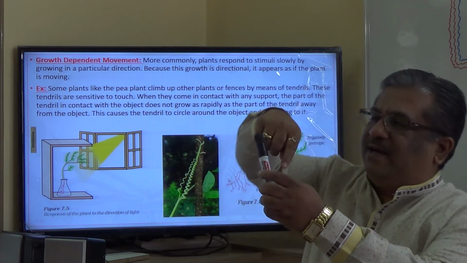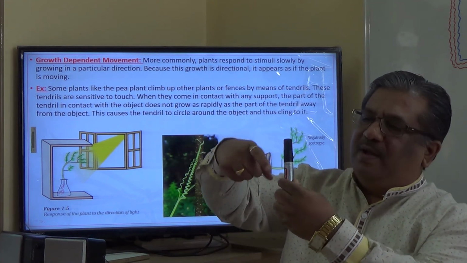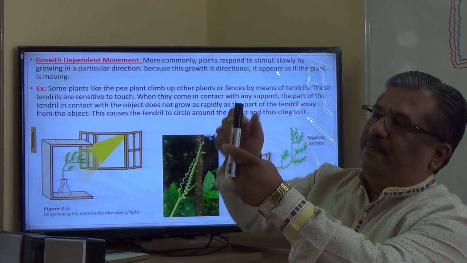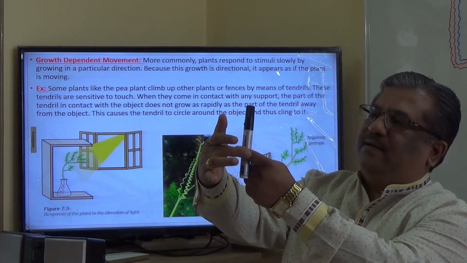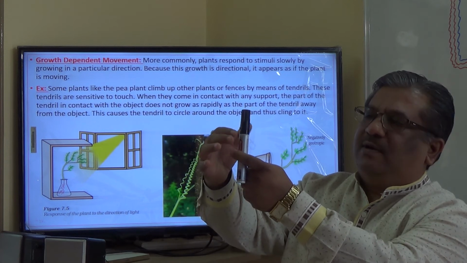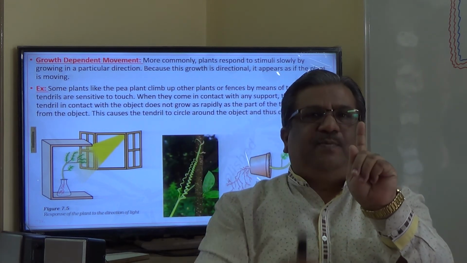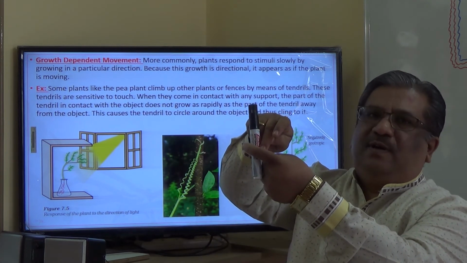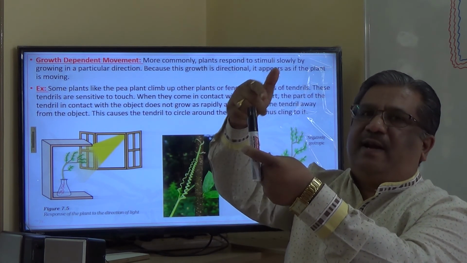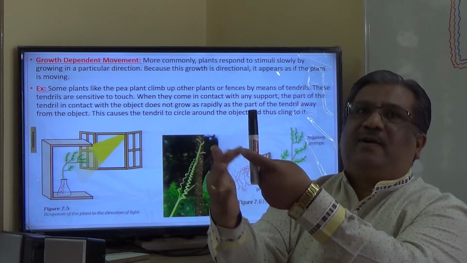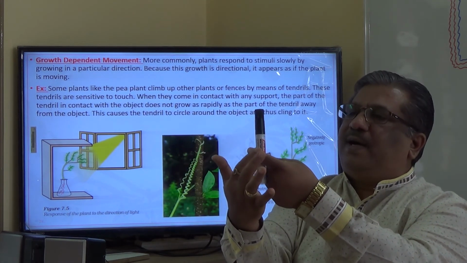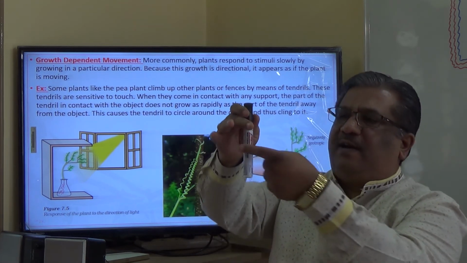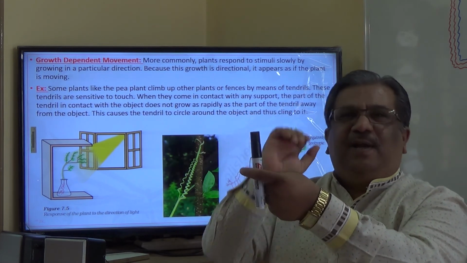If this is a support, a tendril is surrounding over here, this way. This side non-contact portion, this side contact portion. Okay, contact portion does not grow at the rate at which the non-contact grows. Non-contact part is outside, that grows faster. The contact portion of the tendril, like this, it grows slowly.